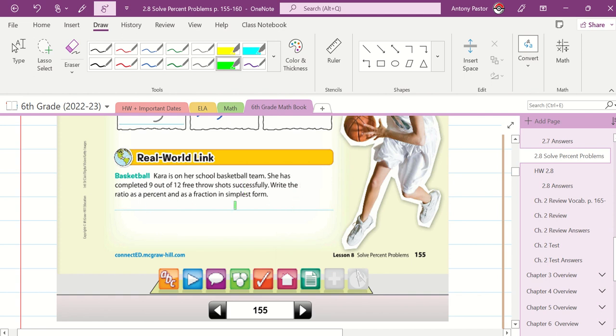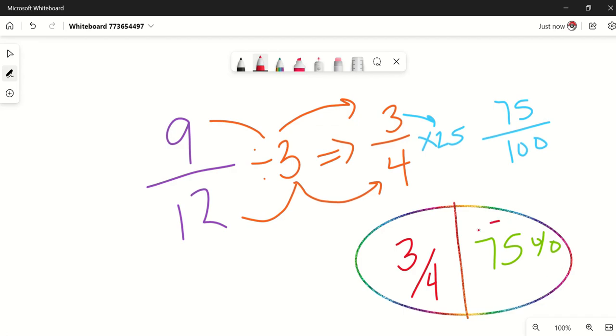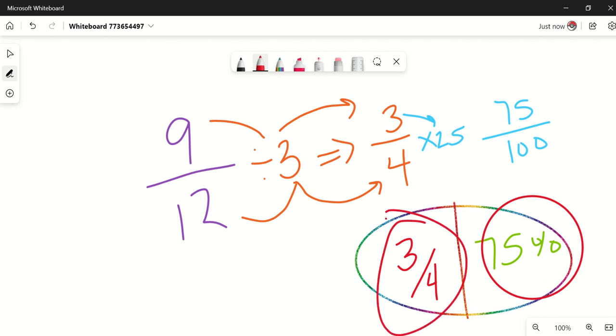So as a percent and as a fraction in the simplest form. Percent right here, fraction there, and we're good.